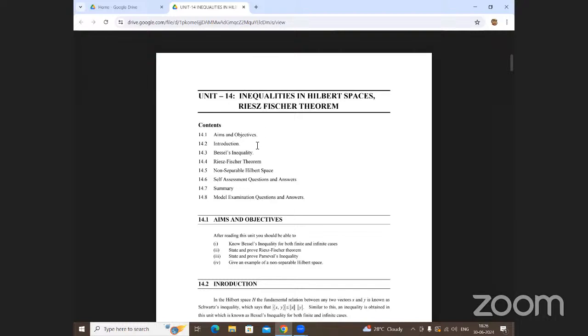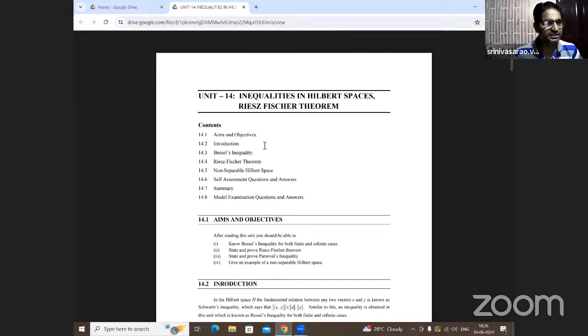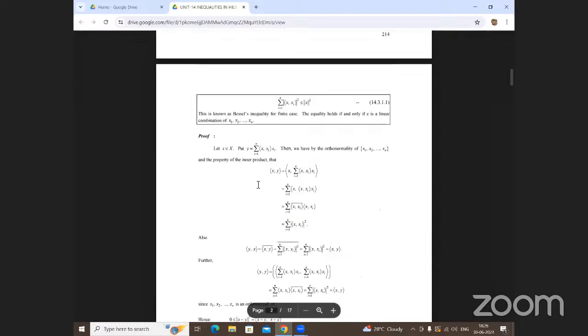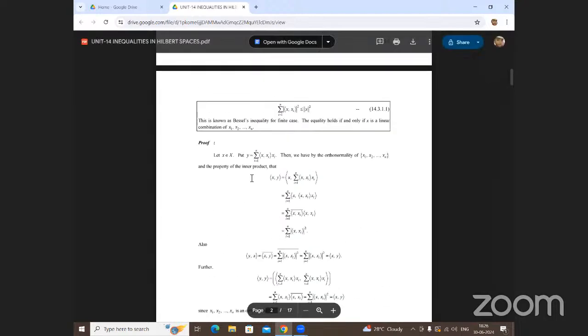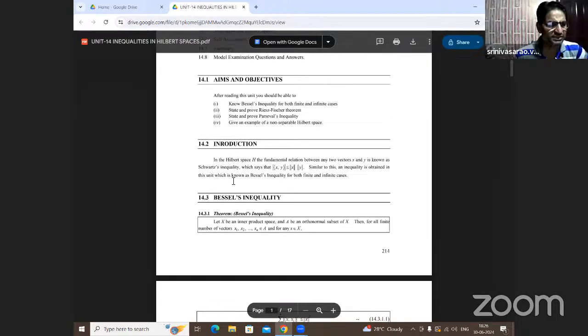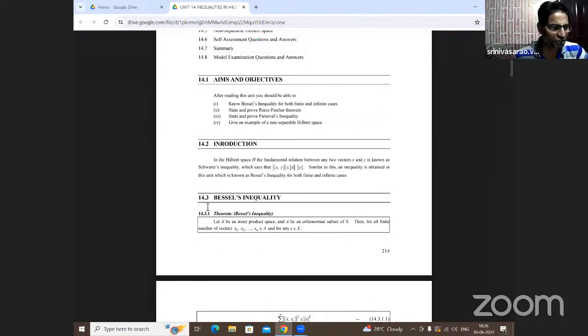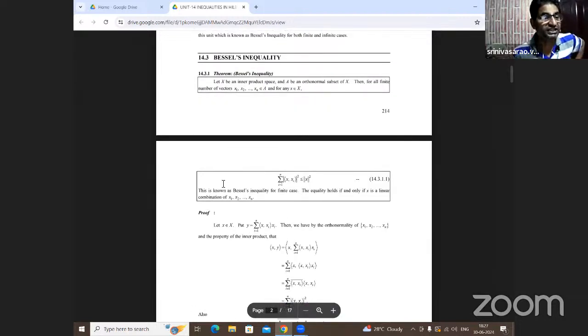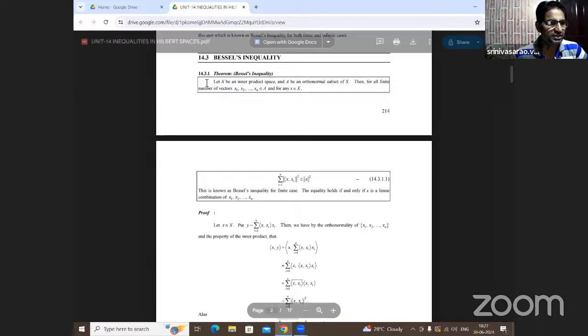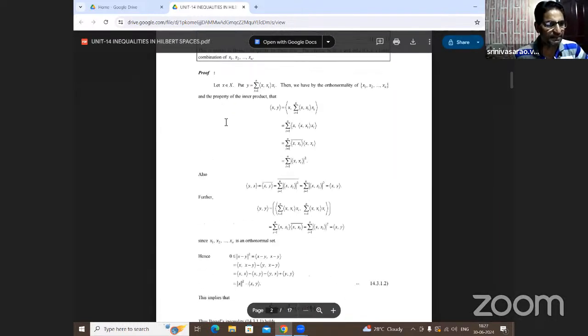Okay. This is the 14th unit. State and prove Bessel inequality. State and prove the Riesz-Fischer theorem. State and prove Bessel inequality. State and prove the Riesz-Fischer theorem. Now these two theorems, also the Bessel inequality, 14.3.1. Without these inequalities, you can't expect to pass the final examination. 14.3.1, this is the Bessel inequality.